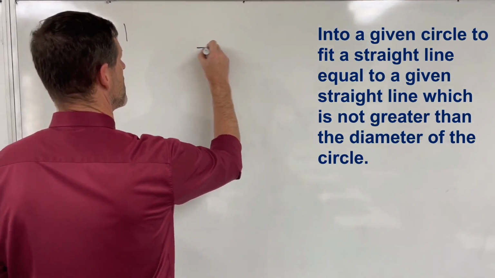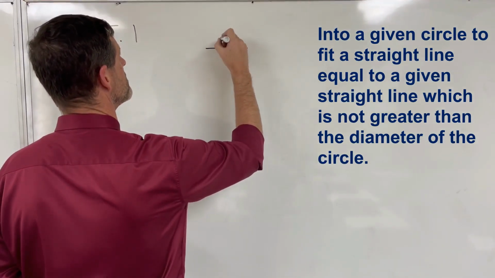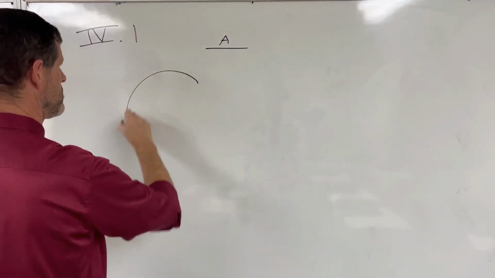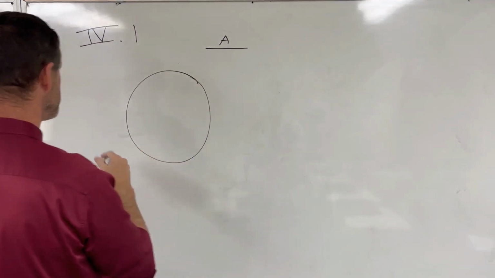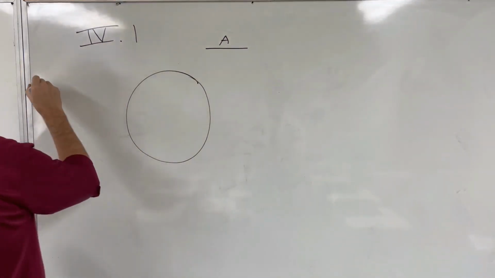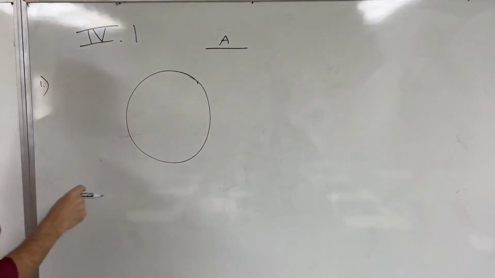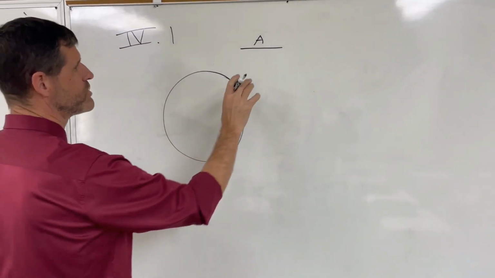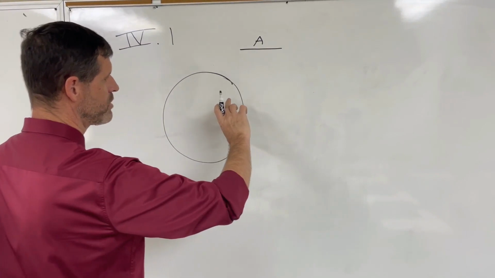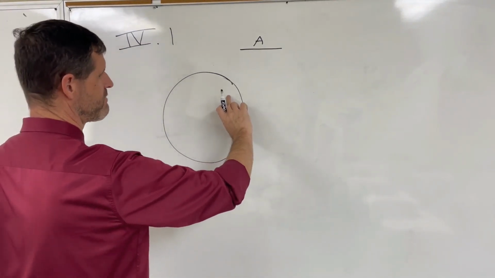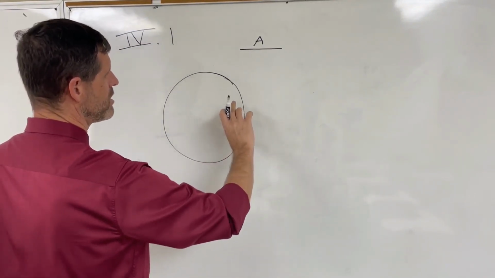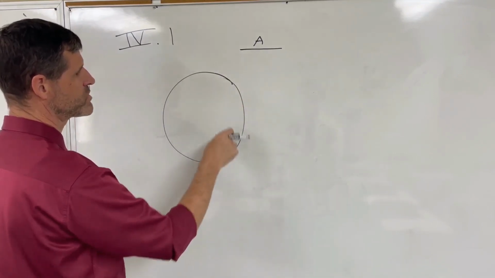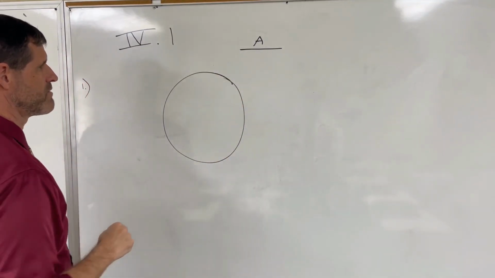We've got our given straight line, which we'll call A, and we've got our circle. What we want to do is fit into the circle a straight line which is equal to A. And what Euclid means by "fit in," from the final definition of Book 4, is that the straight line will have either of its extremities on the circumference of the circle.